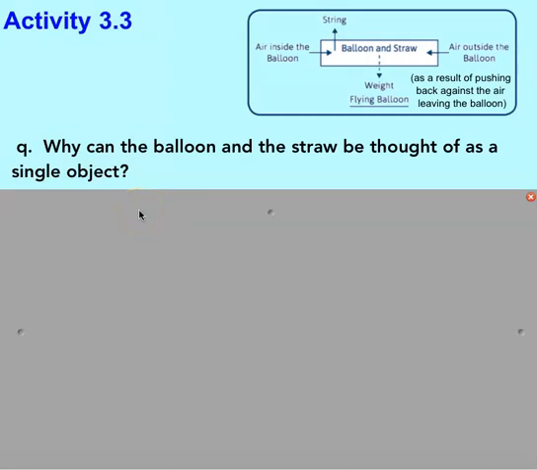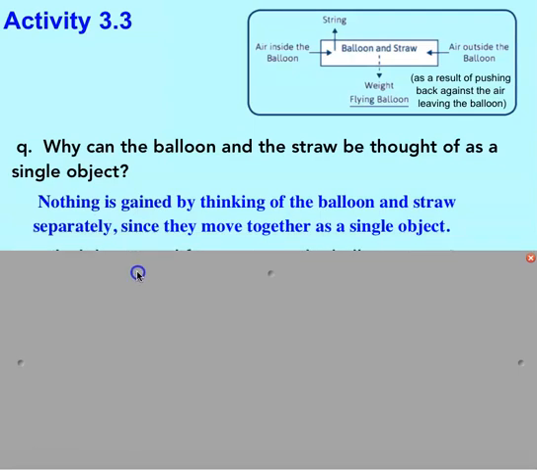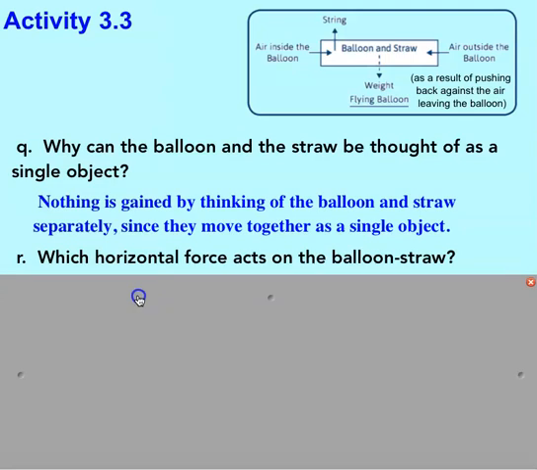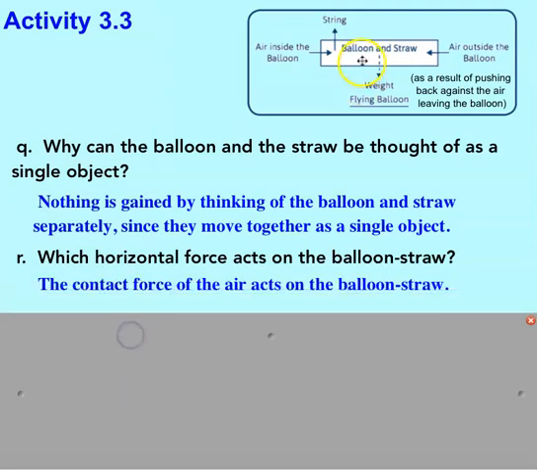Why can the balloon and the straw be thought of as a single object? Well, for the same reason we thought of the car and the fan together. They're taped together. There's no benefit to thinking of them as two separate pieces. Which horizontal force acts on the balloon straw? Well, if you look up here, the only force is the contact forces. Well, when we look at the horizontal forces, and again, this is one of those complicated ones, it's the air that's the only horizontal force.